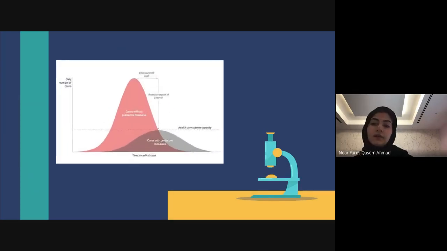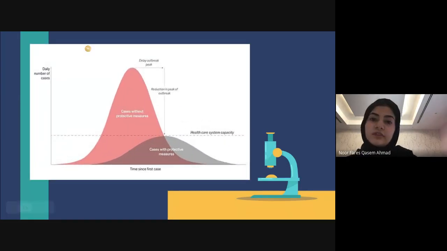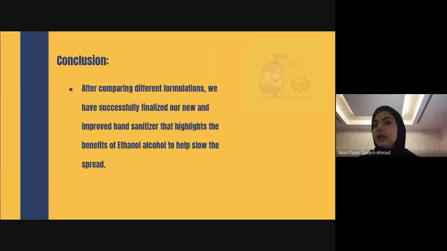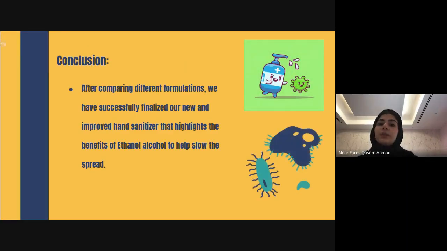Next, we have this diagram, which is also referred to as a flatten the curve diagram, which suggests that with the consideration of protective measures, such as applying our hand sanitizer regularly, we could work together as a society to eradicate this virus. Now, in conclusion, after comparing different formulations, we have successfully finalized our new and improved hand sanitizer that highlights the benefits of ethanol alcohol to help slow the spread.